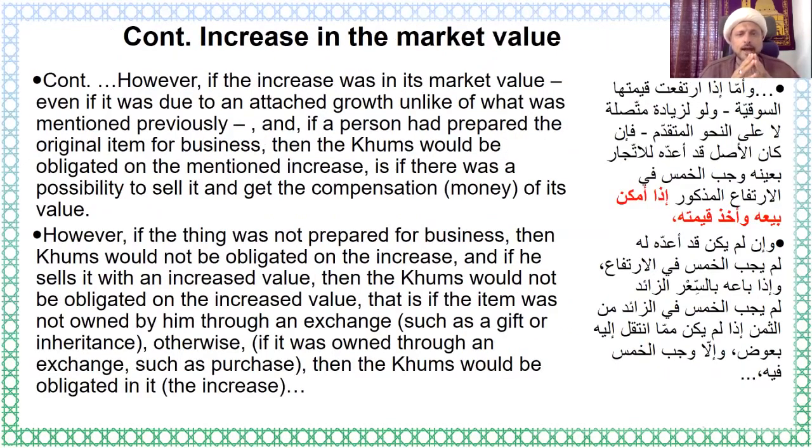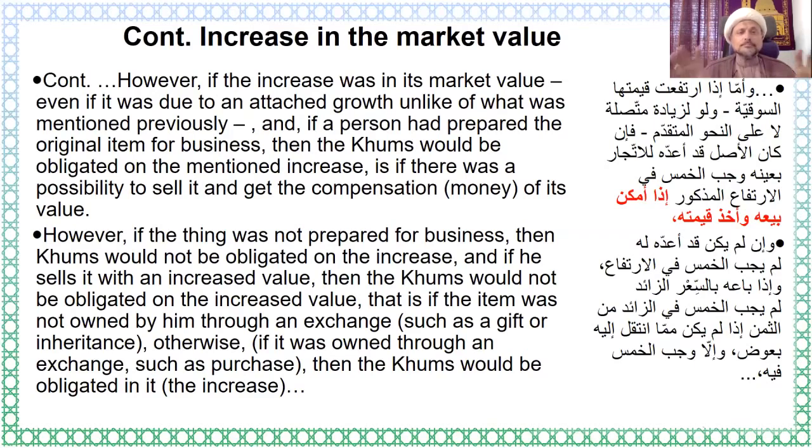Okay? So now, that was the case, two cases we mentioned. Keep in your mind. Case number one, inheritance. That means you did not get it via compensation. You did not pay for it. Okay? And you did not prepare it for business. The value increased. Because it was exempt from khums, $100 became 200, then you don't have to pay the khums of 100.